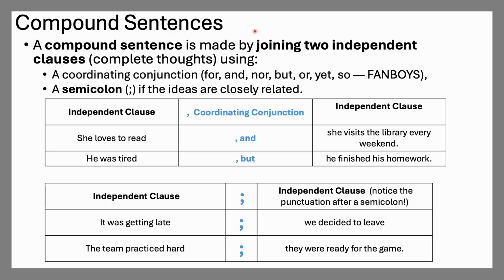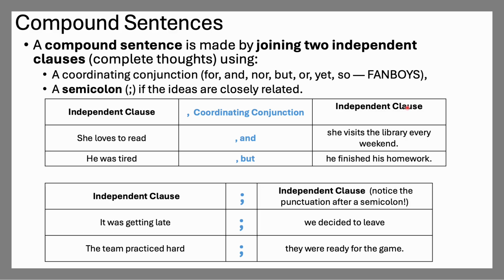You can use either a coordinating conjunction or a semicolon. Now, if you're going to use a coordinating conjunction, that's your FANBOYS: for, and, nor, but, or, yet, so. That's the best way to remember it, the word FANBOYS. You're going to use a comma plus a coordinating conjunction.